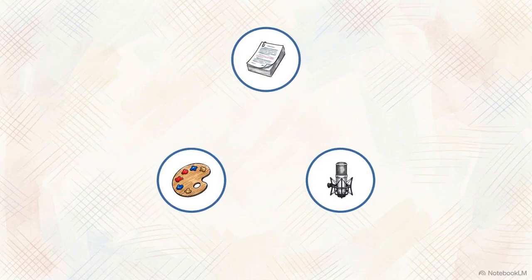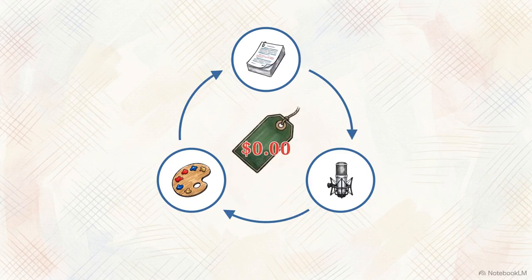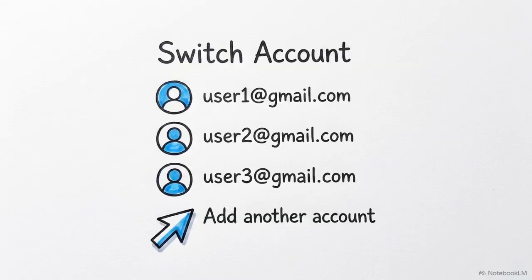This entire production cycle bypasses financial barriers by operating within the free tiers of various AI platforms. When you exhaust a platform's usage limit, you can rotate through different free Google accounts to restart your tool limits and continue production.